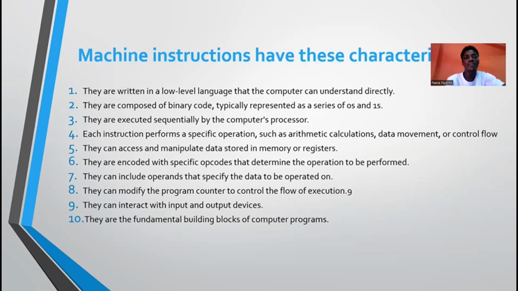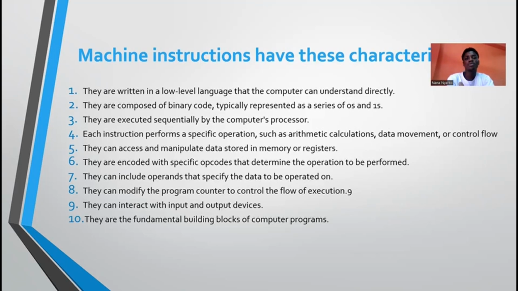Over here we have that they are written in low-level language, as explained earlier in the definition. The second one makes us understand that machine instructions are composed of binary codes, typically represented as series of ones and zeros, like the way we've been doing in Boolean expressions. They are executed sequentially by a computer's processor. Each instruction performs a specific operation such as arithmetic calculations, data movement, or control flow.